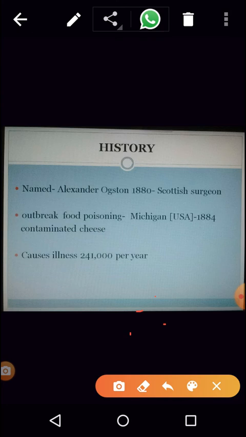Now, every year around 241,000 people get infected due to this organism, resulting in food infection.